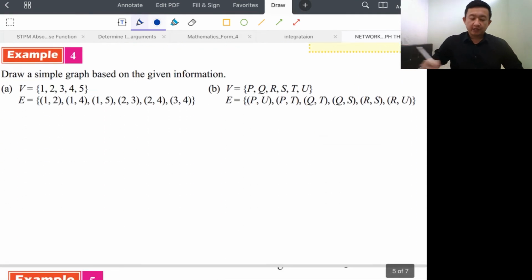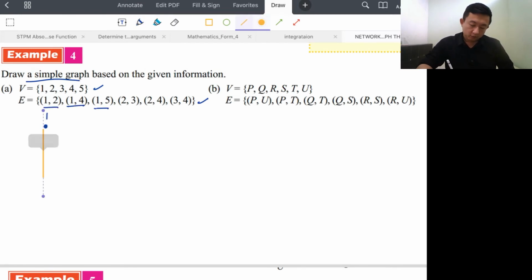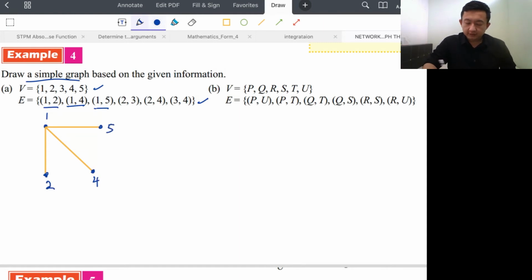Sometimes you need to draw a simple graph where you are given the vertices and also the edges. 1, 2, 1, 4, 1, 5. So this is 1, 1, 2, 1, 4, 1, 5. Now you must know that my graph and your graph for this problem could be different, as long as you have the situation right. You fulfill all the criteria, because when you sketch the graph, there can be many possible answers.